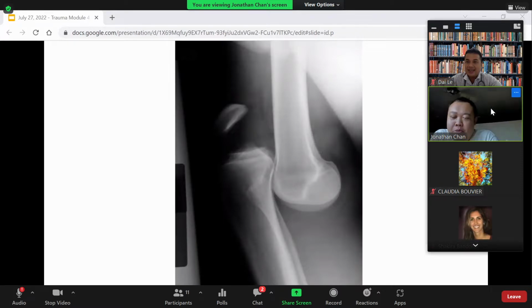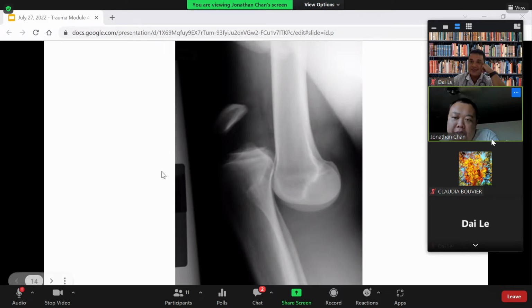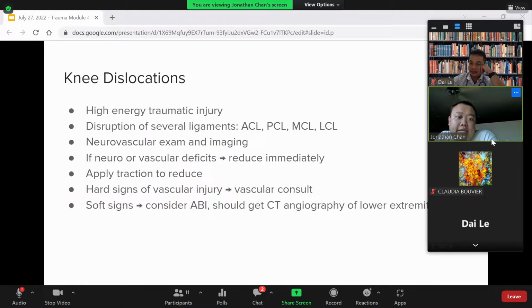For our next one here, what do we see here? Is this a normal knee or is it a dislocated knee? It's dislocated, right? So dangerous. Exactly. So this is an anterior dislocation of the knee, right? We see the femur here, we see the tib fib and the patella here, and this is a dislocated knee. Again, knee dislocations are very high energy traumatic injuries.